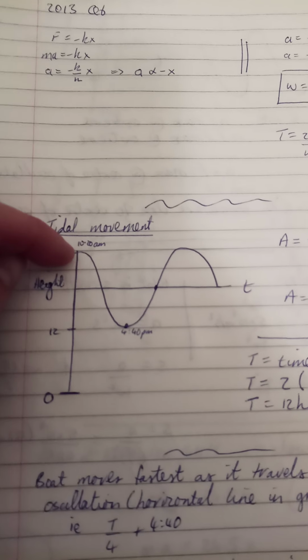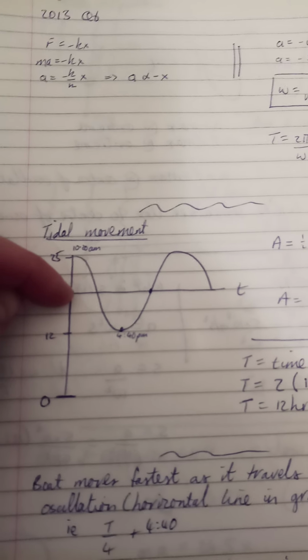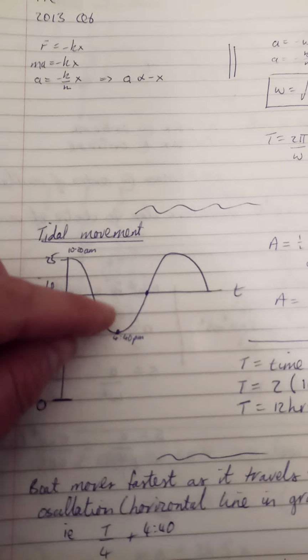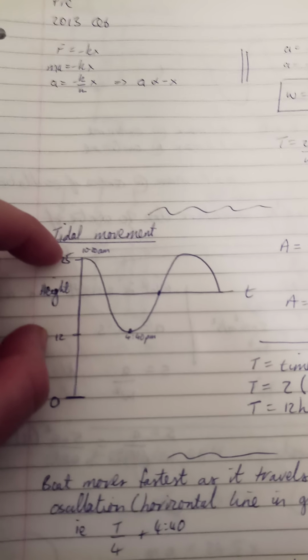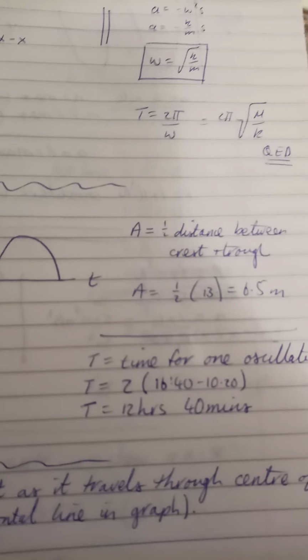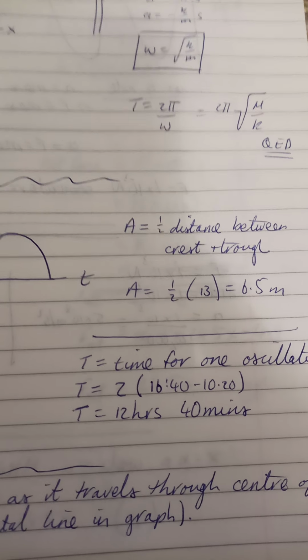So the amplitude is the distance from there to the middle point, the equilibrium position, or from there to the equilibrium position. So if I subtract those two heights, that's twice the amplitude. So the amplitude is half of the difference between the two, which is 6.5.